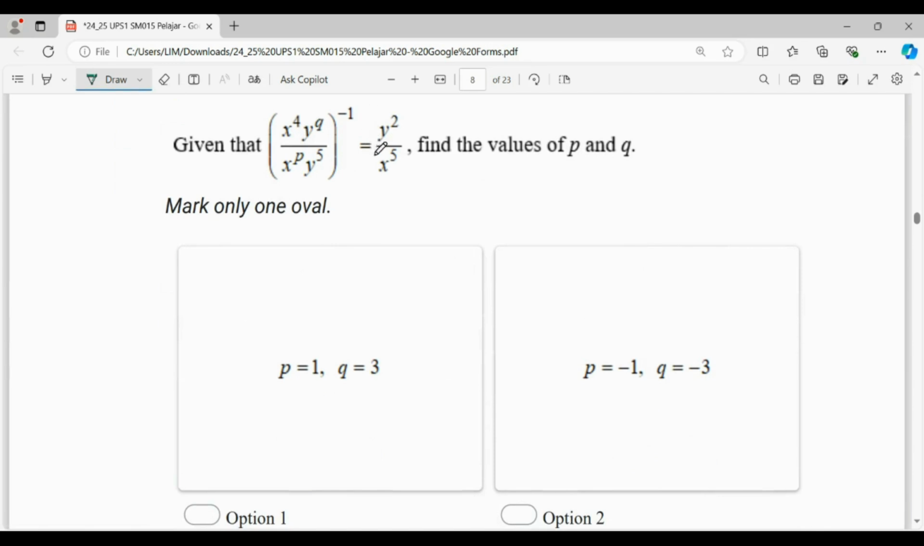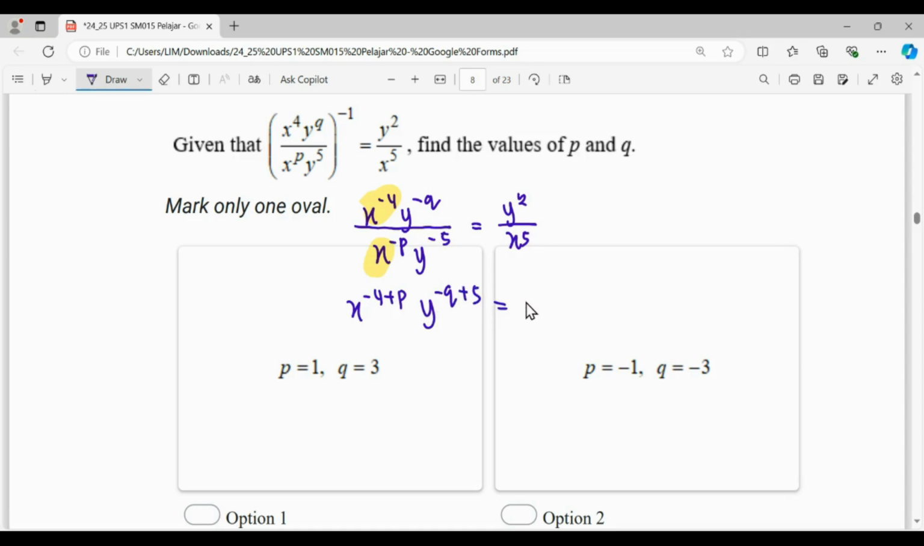Given these indices equal to this, find the value of p and q. So let's simplify these indices, power of power. Here we have x to the power of negative 4, y to the power of negative q, then in the denominator x to the power of negative p, y to the power of negative 5, with all of it to the power of negative 1. So each of them needs to be raised to negative 1. And we can simplify here as we can see, x divided by x, y divided by y. For x, negative 4 minus negative p becomes positive. For y, negative q minus negative 5 becomes positive. Here we have x to the power of negative 5, y to the power of 2.